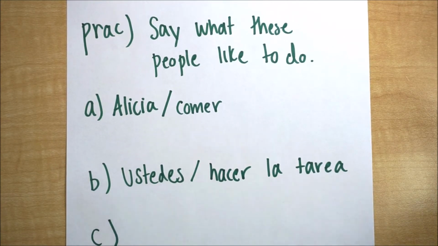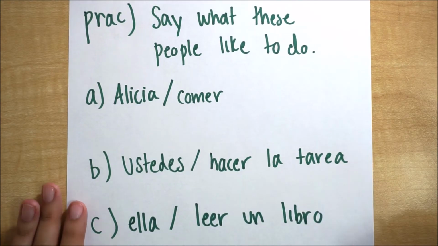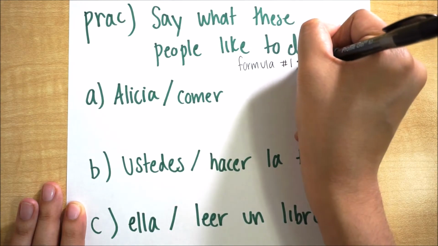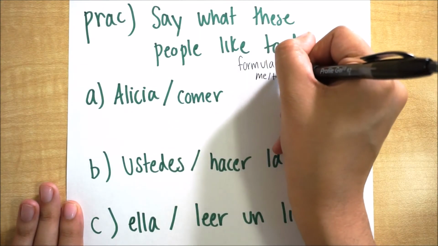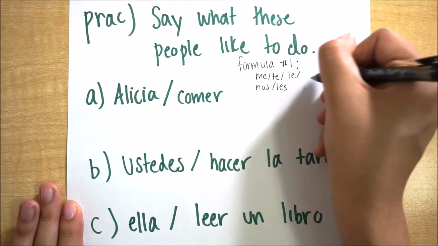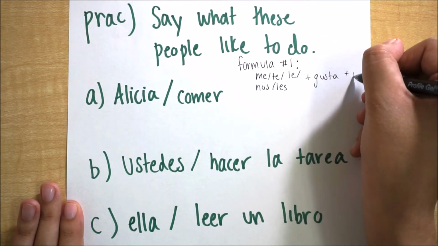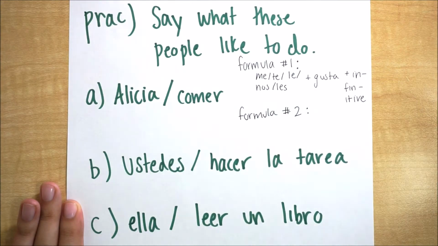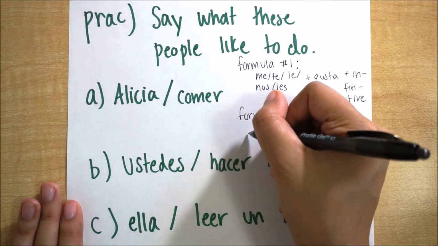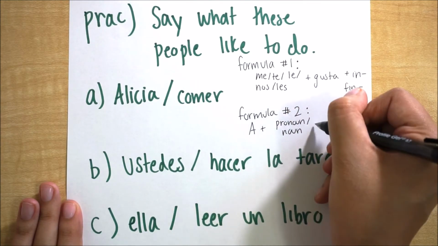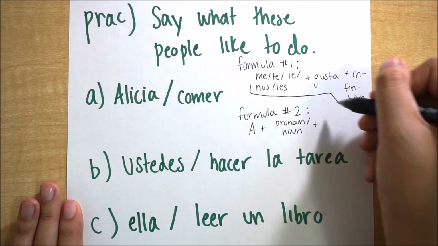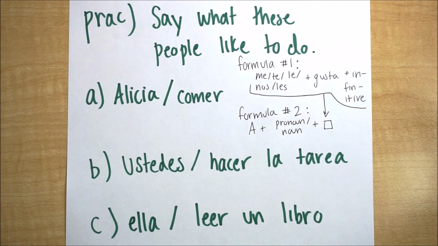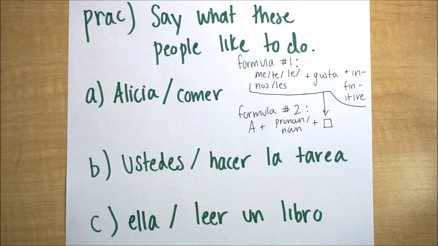Then our part C, so for part C, we're doing ella. And what does ella like to do? She likes to read a book. So ella leer un libro. So I'm going to go ahead and write the formulas for you. So the first formula that we can use is me, te, le, nos, les plus gusta plus our infinitive, meaning our AR, ER, and IR verbs. Formula number 2 is if you want to specifically refer to someone, you're going to have that little extra part, the a plus the pronoun or noun, meaning the person you're referring to. And then the rest of it is pretty much the same. So I'm just going to put that all in that little box. So go ahead and give it a try and then revisit this video.